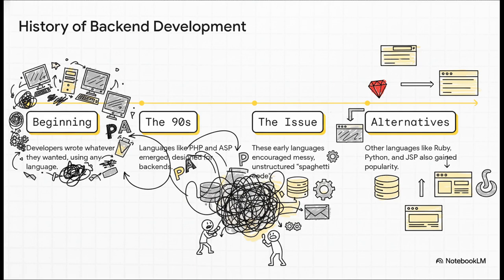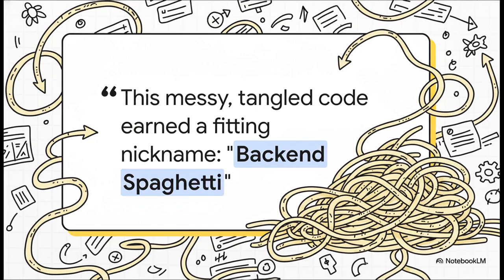But as the web exploded in the 90s, specialized back-end languages like PHP and ASP started to appear. They were powerful for sure, but they introduced a brand new problem. Developers started mixing database code, page layout, and business logic all together in one giant, unreadable file. And that complete and utter mess got a nickname that was just perfect. They called it back-end spaghetti. A tangled, confusing plate of code that was an absolute nightmare to fix or update.